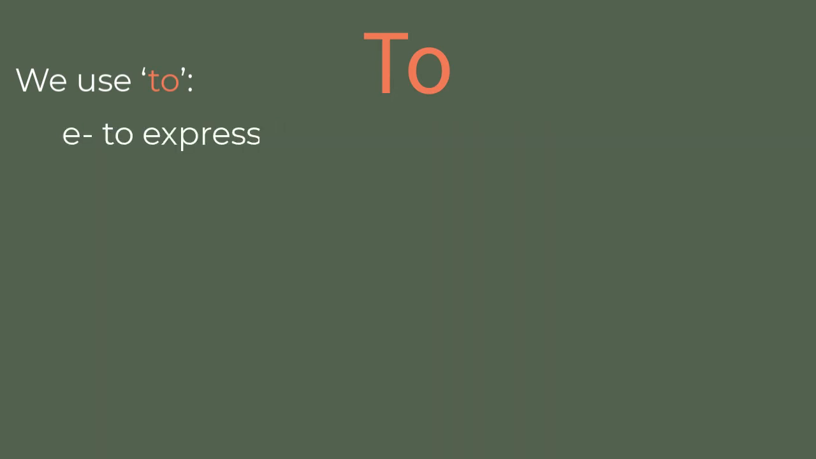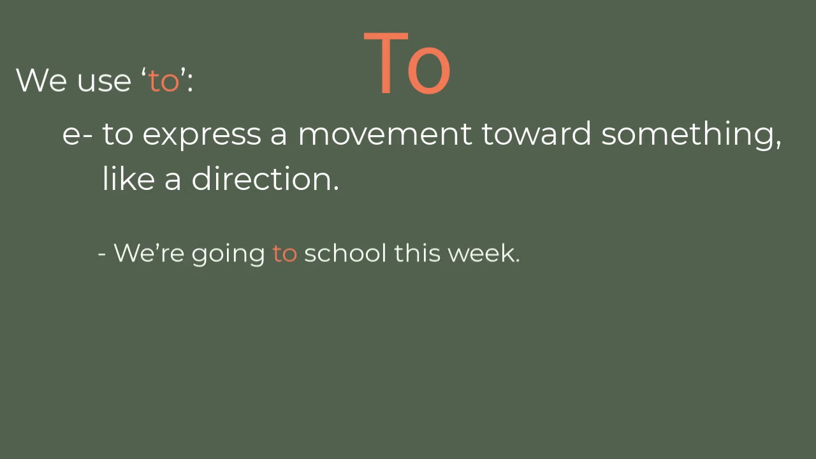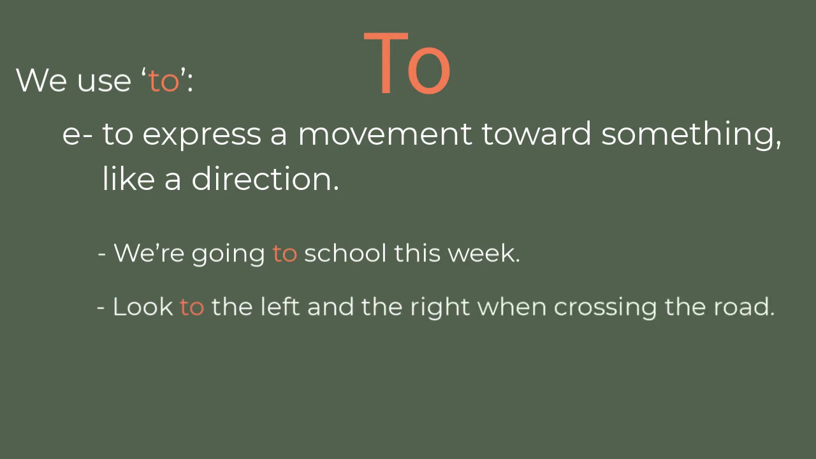In order to express a movement towards something, like a direction, we also use "to". For example, we are going to school this week. Look to the left and the right when crossing the road. This road leads to the zoo.